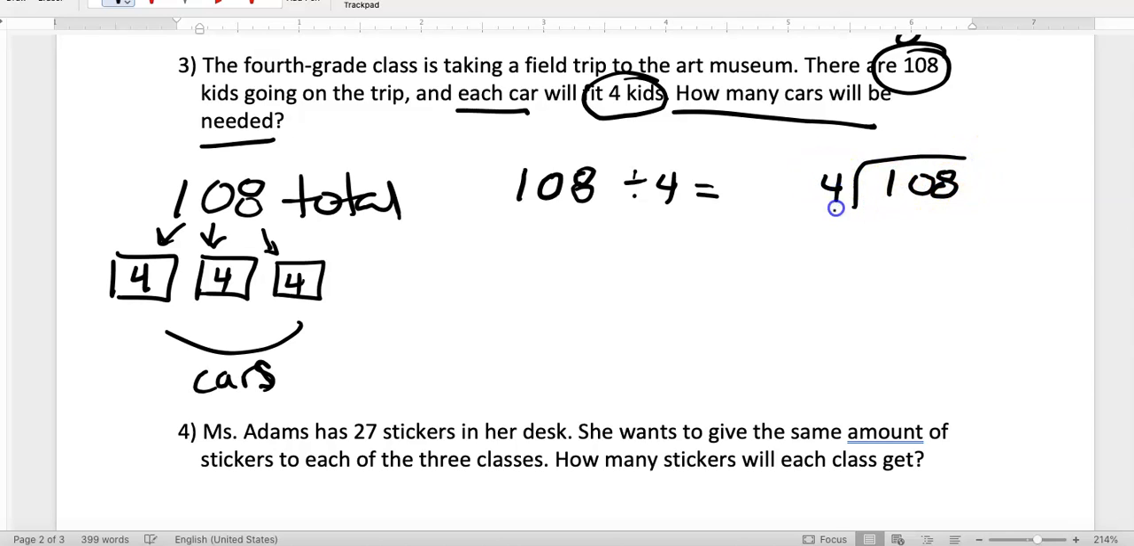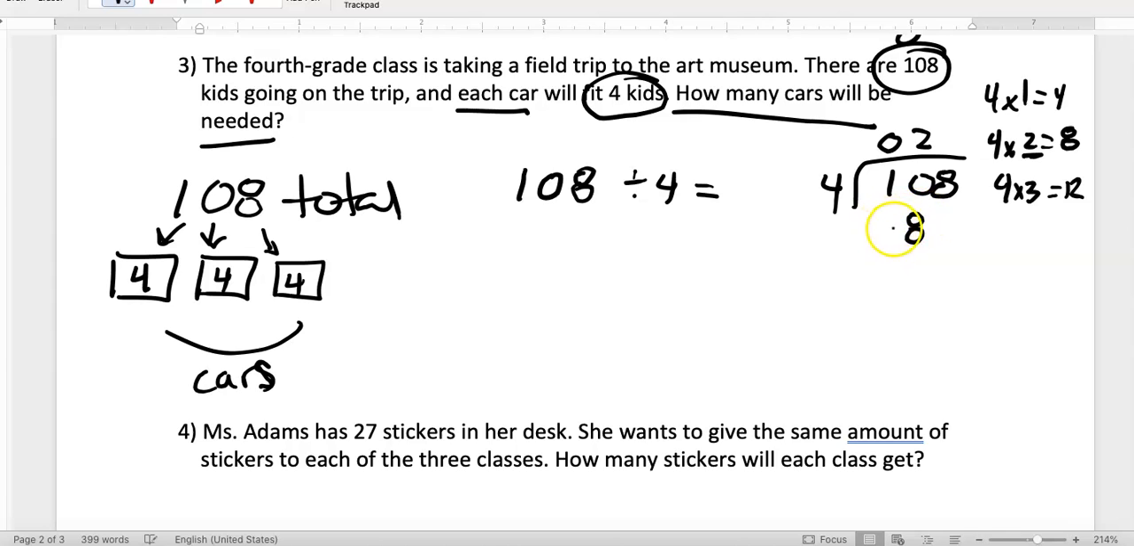108 is in the house. My 4 goes outside. 4 goes into 1 0 times. It can't be done, because 4 times 1 is 4, which is greater than 1. So this 1 now turns into 10. Let's see how many times 4 can go into 10. Continuing on with my 4s over here. 12 is too big of a number, so I'm going to stop and stick with 2. 4 can go into 10 2 times with 8.